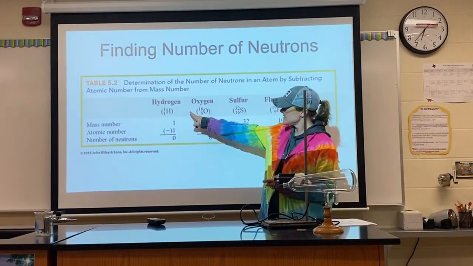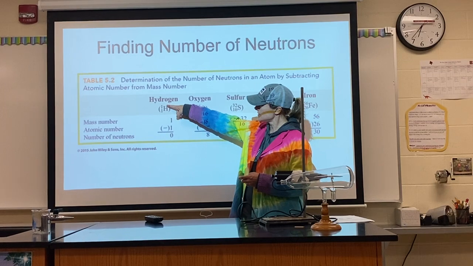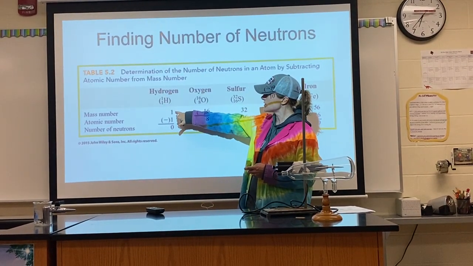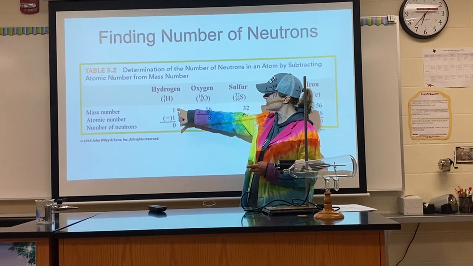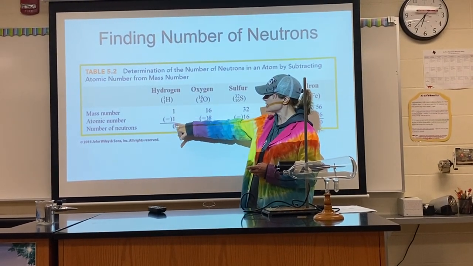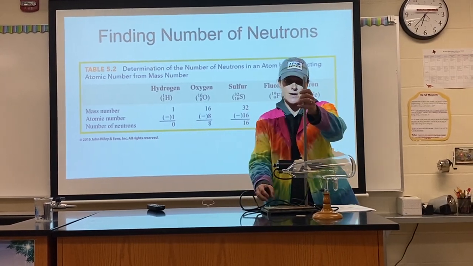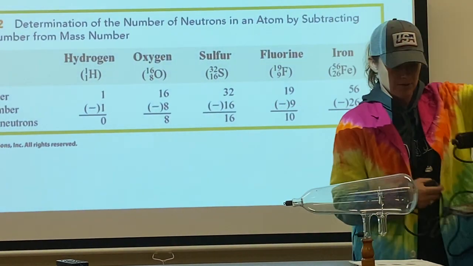So here we have another symbol where the mass number is on the top and the atomic number is on the bottom. Remember, mass number is your protons and your neutrons. If I take my mass number and subtract out my atomic number, that tells me how many neutrons are in that element.